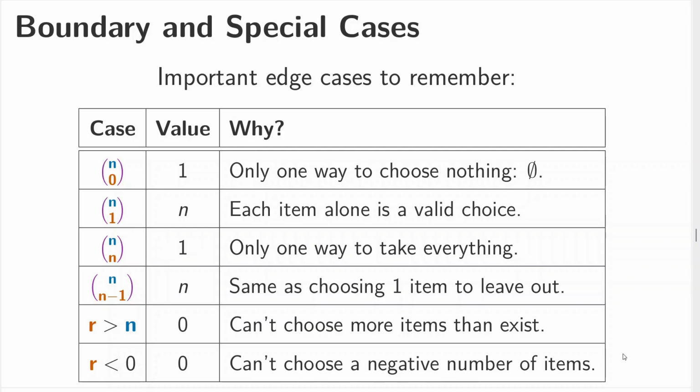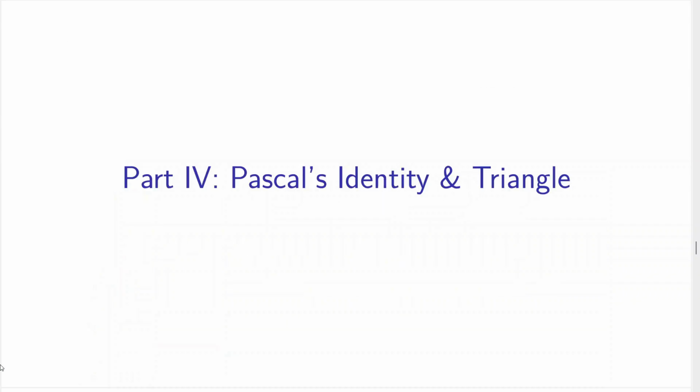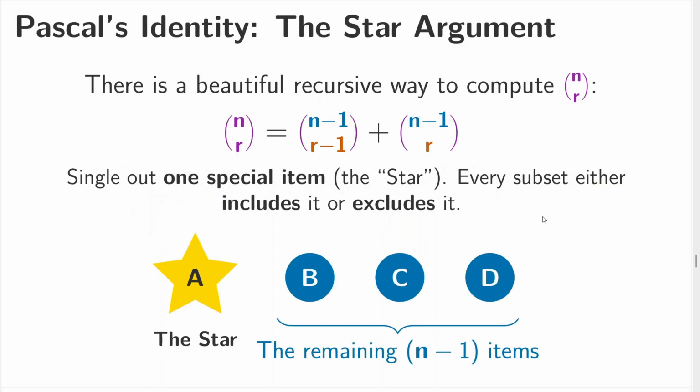Let us gracefully transition into part 4, where we will discover Pascal's identity and his famous triangle. We start with Pascal's identity using what we call the star argument. This provides a beautiful recursive way to compute combinations. The mathematical formula states that n choose r equals n minus 1 choose r minus 1 plus n minus 1 choose r. To visualize this, let us single out one special item from our set and call it the star.